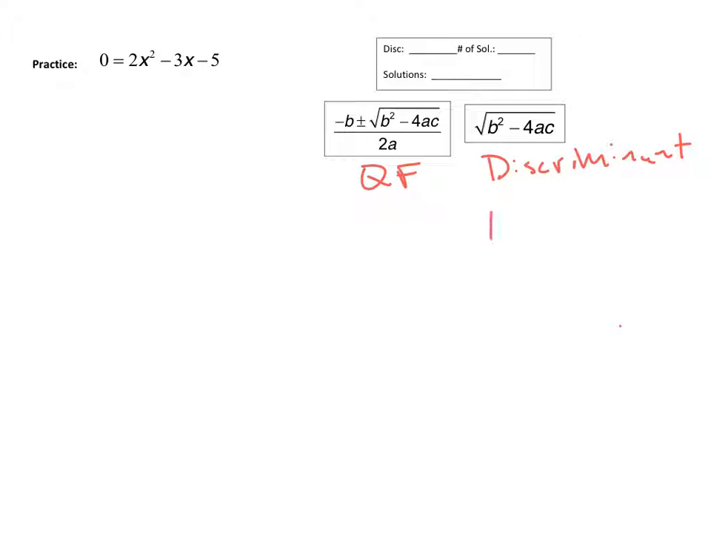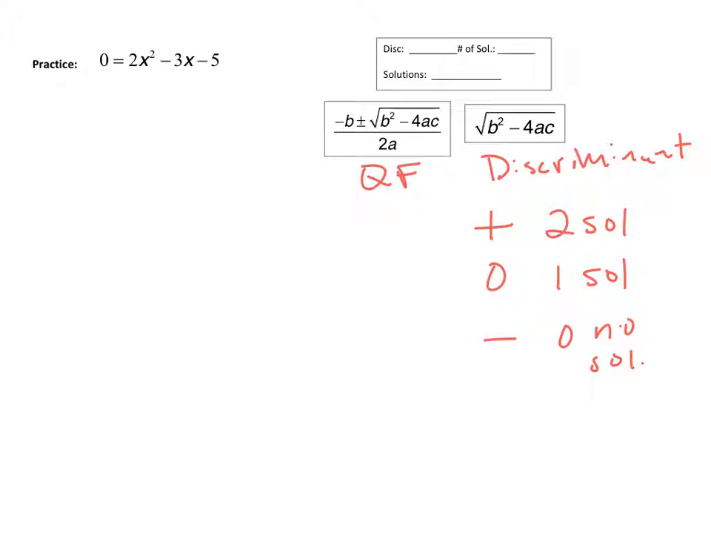For example, if you get a positive number, that means you have two solutions. If you get a 0 in there, you have one solution. And if you have a negative number, you get no solutions. No solutions. There you go. Okay, so we're going to use the discriminant. We're going to use the quadratic formula to find the answer.